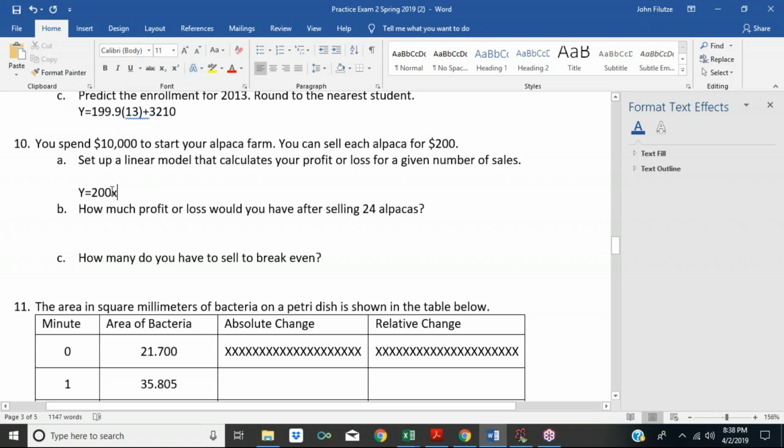So is the total that you have the 200 times the alpacas plus the $10,000? Or is the total that you have 200 times the number of alpacas minus the $10,000? It is subtracting, yeah. So this starting amount is a loss. The alpacas times $200 is a gain. And so it wants us to find the number for 24 alpacas. We're just going to throw a 24 in for the x. And then whatever we get there.